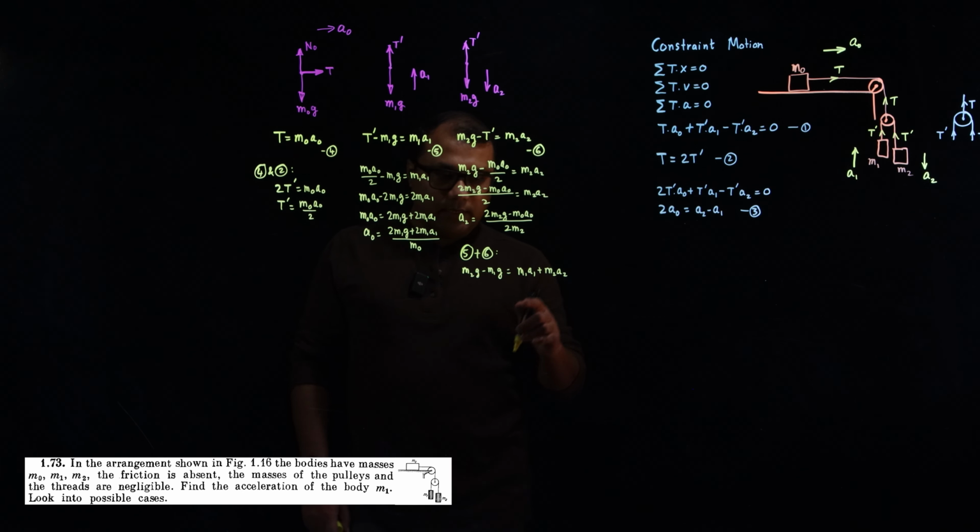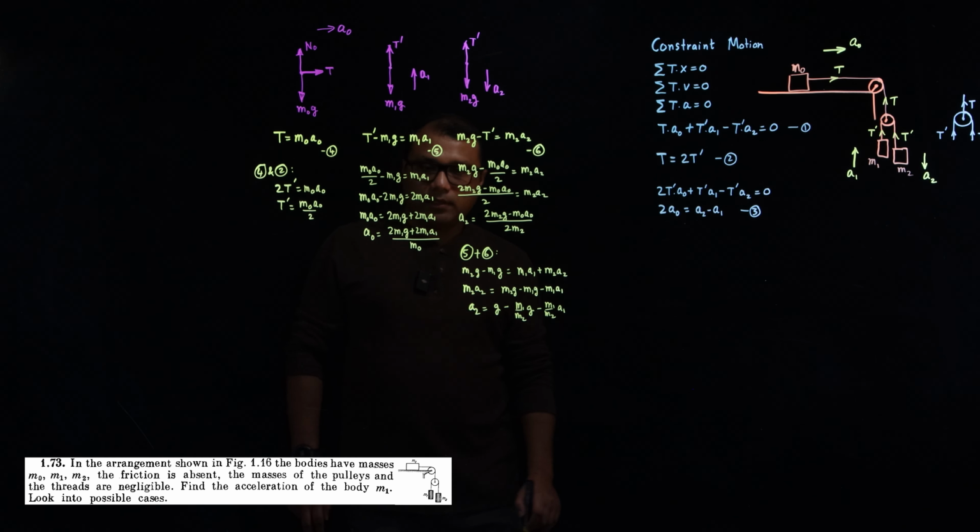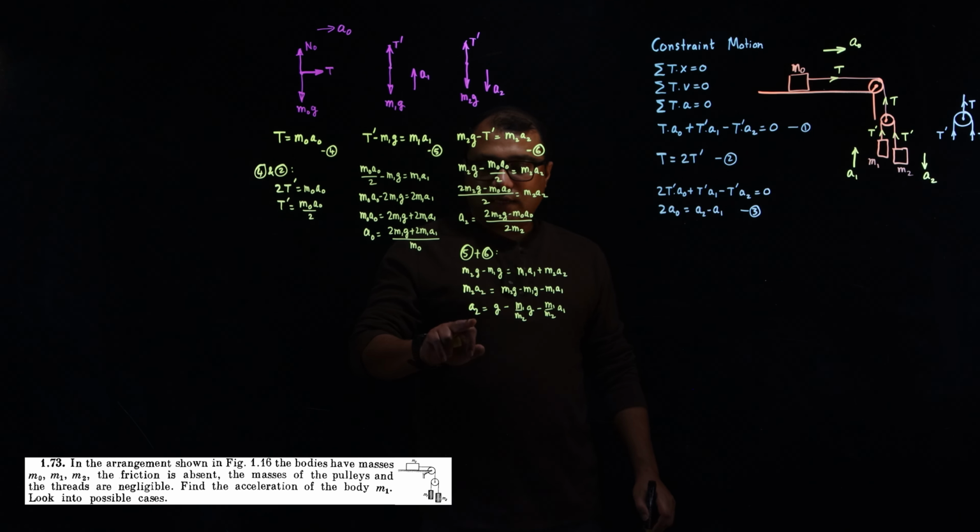So if I get A2 in terms of A1, M2A2 will be equal to M2G minus M1G minus M1A1. So A2 is g minus M1 by M2 g minus M1 by M2 A1. Okay. So I have A0, I have A2.